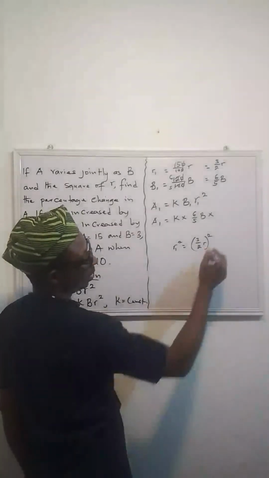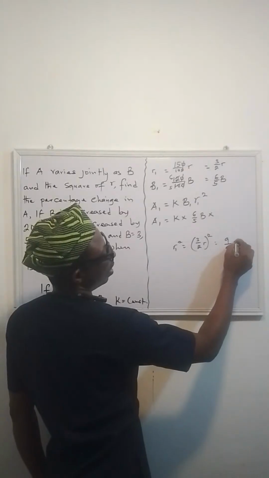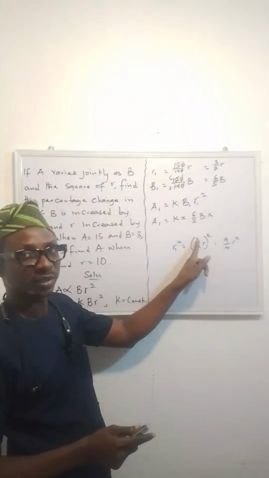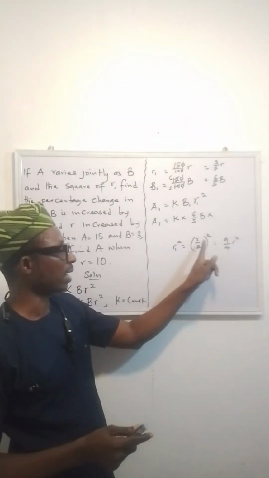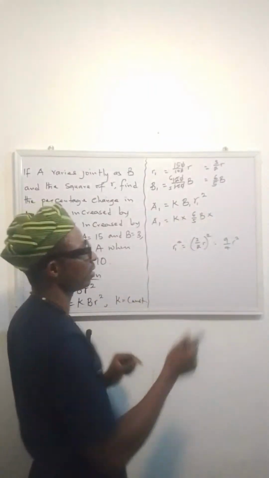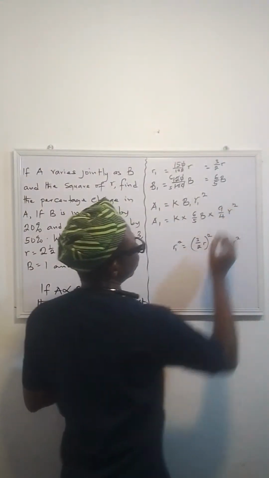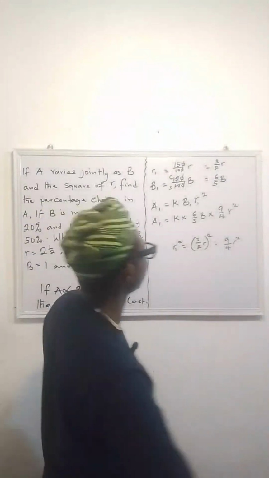And that gives you 9 over 4 R squared, because 3 times 3 is 9, 2 times 2 is 4, and R times R is R squared. So in this case, I'll be having 9 over 4 R squared. I want to believe we all get that now.